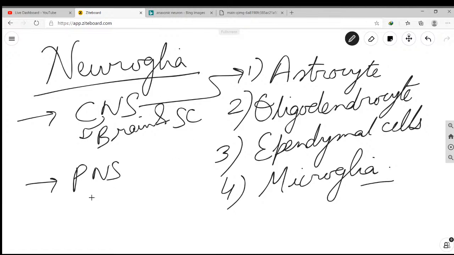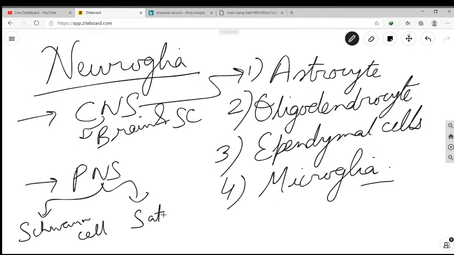and spinal cord. Under PNS you have two types, Schwann cell, then satellite cell. So these are the two cell types present in the peripheral nervous system, which have a common function of nourishing the neuron in the peripheral nervous system. And these four types of cells nourish neuron in their own way. They have different functions during the nourishment, but they all nourish the neuron one way or the other in the central nervous system.